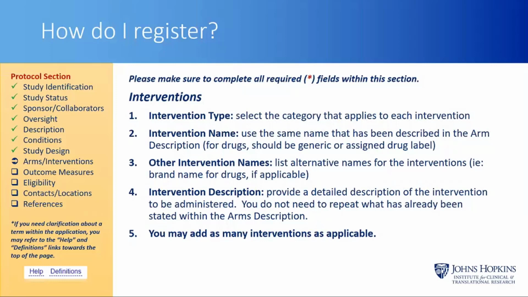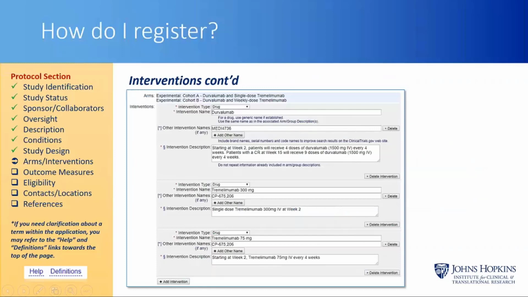So it'll have the route of administration, it'll have the dose, but you don't have to go into full detail if you've already written it in the arm description. If you don't have it in the arm description, then of course you do need the details in here, but it makes more sense to have everything in the arms and then put in here just the individual intervention. And of course you can have as many interventions as applicable.